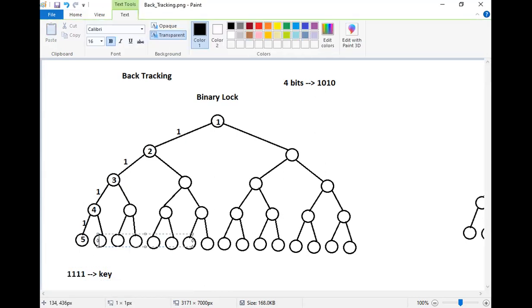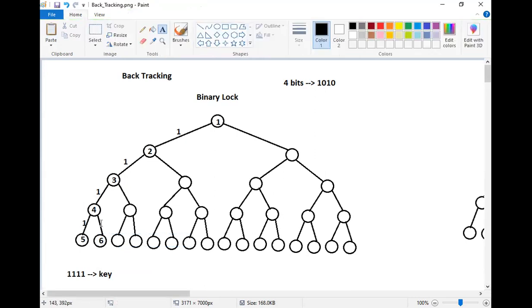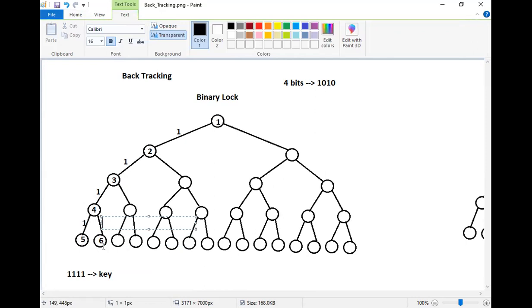Yes. From 4, I will denote the other node as 6. From 4 to 6 now I can reach. Then what will be this particular value? Path value will be 0. Why? Binary can have only 2 possible values, 1 or 0.